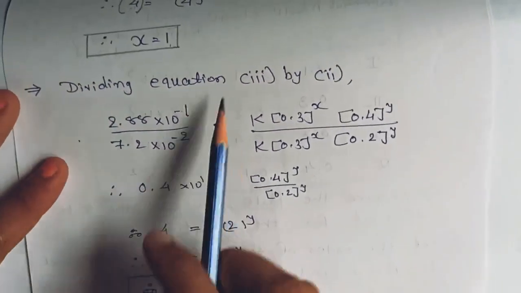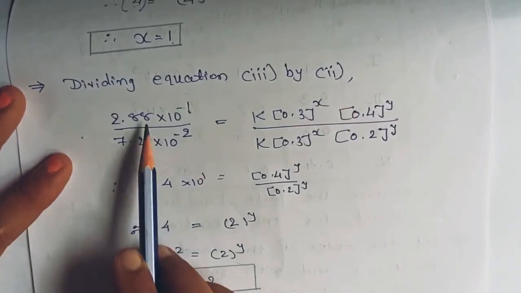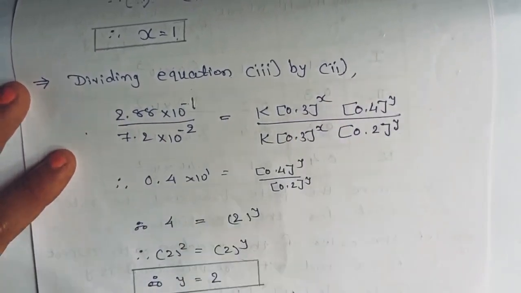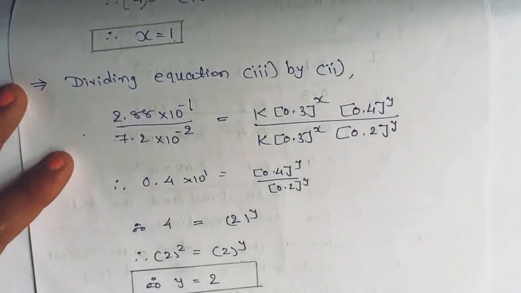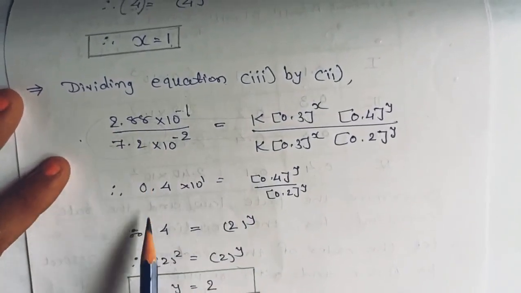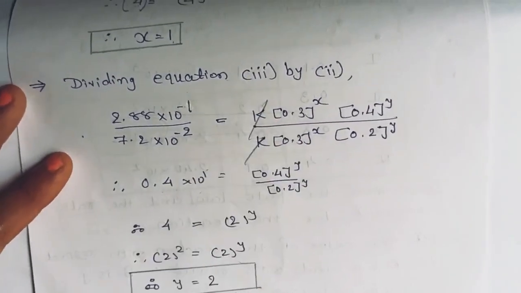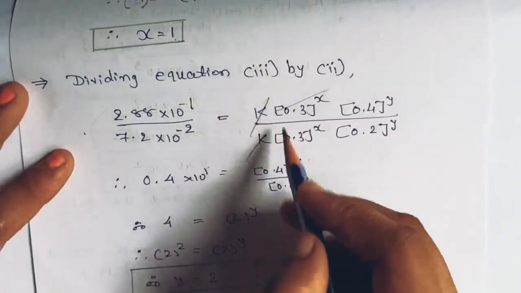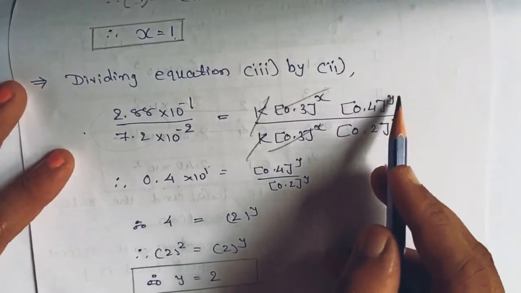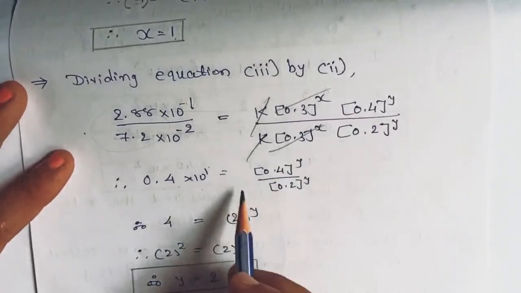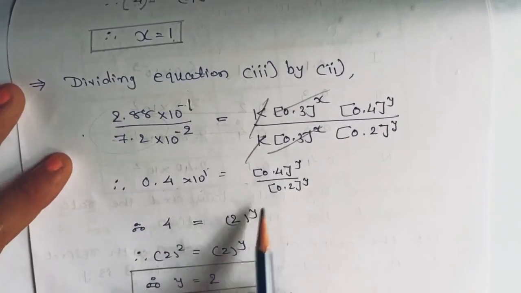Now similarly, dividing the third and second equations. You have to write out the third equation, and then divide it by the second equation. If you divide that term, you will get 0.4 into 10 to the power 1, and here you can see that k will be cancelled out. Similarly 0.3 to the power x and 0.3 to the power x will also cancel out. So you will get only 0.4 raised to y divided by 0.2 raised to y. If you simplify that, you will get 2 to the power y.